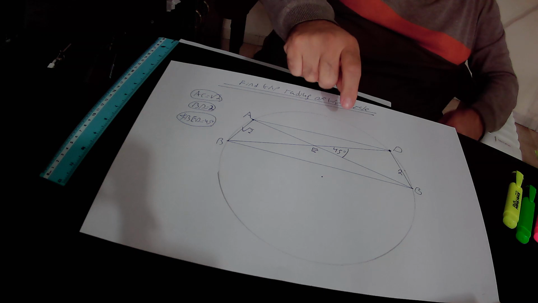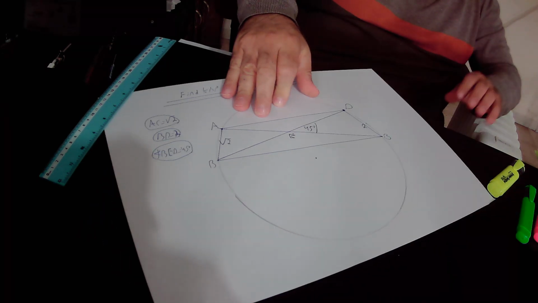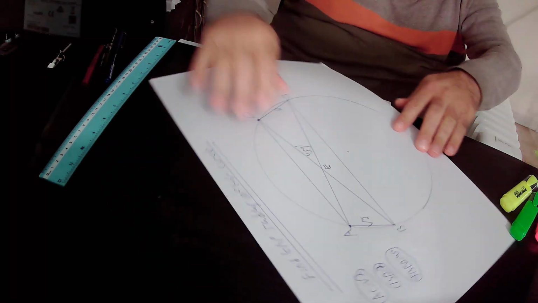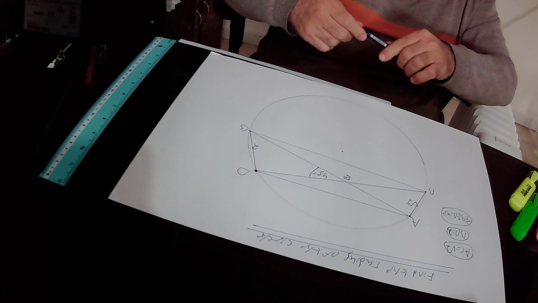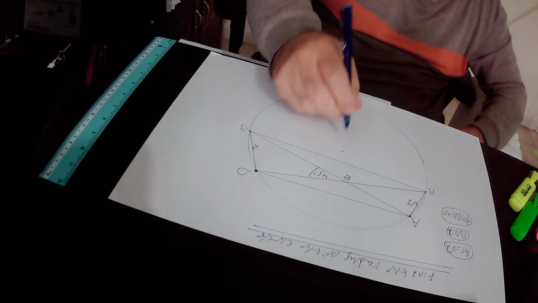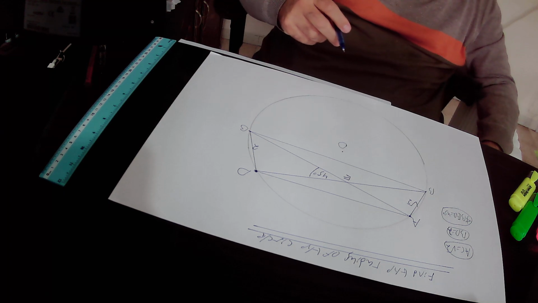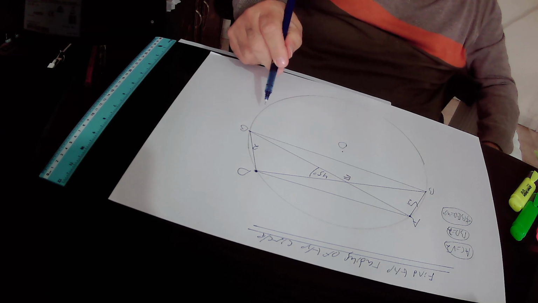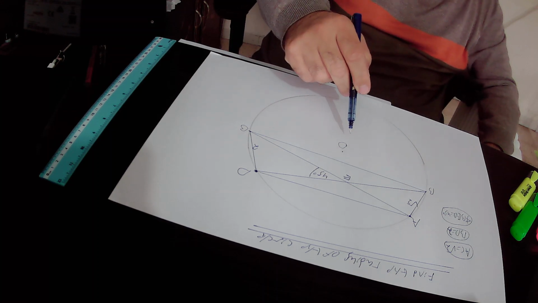So we define the center of this circle, this point, as O. We join points O and D, points O and A, and points O and B.